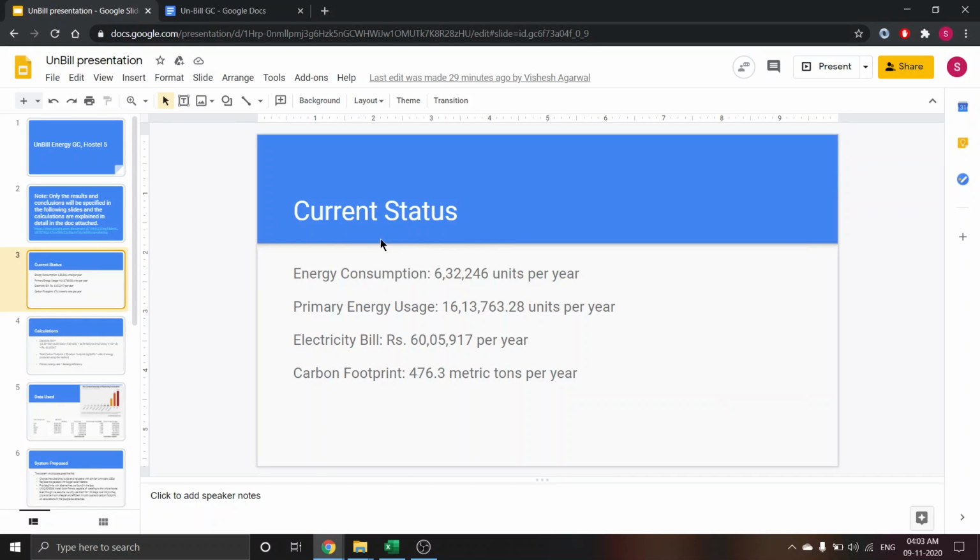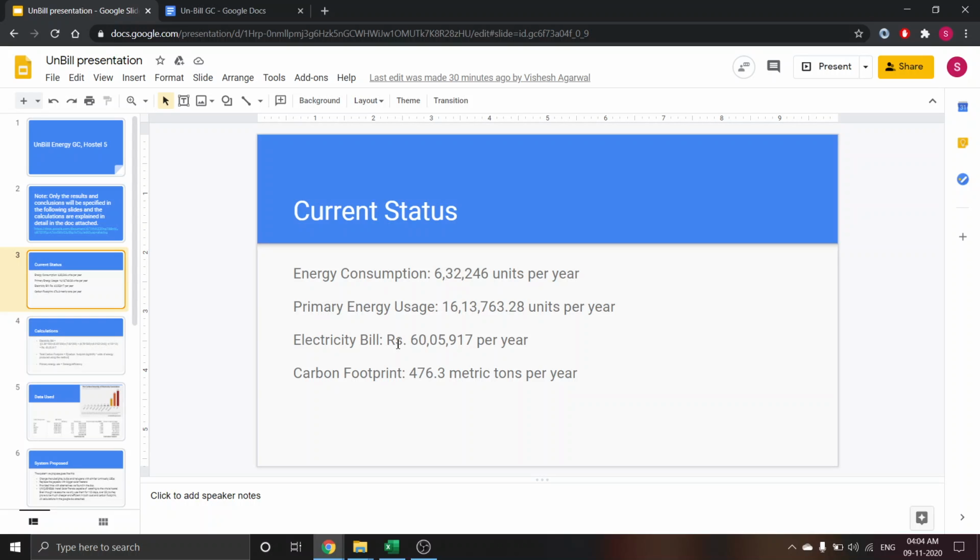So let's start with the current model, which the energy club provided. We calculated that the energy consumption for this model is around 632,000 units per year. The calculation for all this is given in the doc. Other than that, the primary energy usage is 16,13,716. Primary energy usage signifies not just the energy consumed, but it also considers the efficiency of the method through which the energy was consumed. For solar energy, for example, the primary usage would include the efficiency, which is very low, because solar panels generally require a lot of sunlight to be trapped to get a significant amount of electricity.